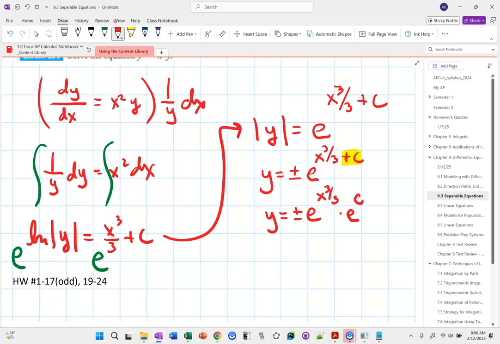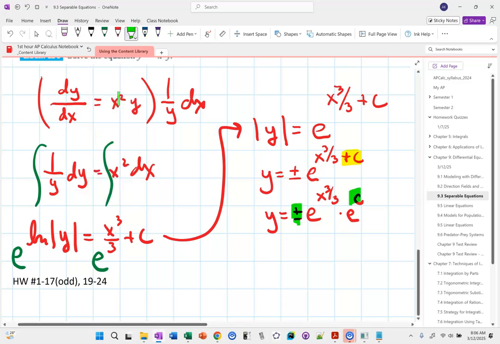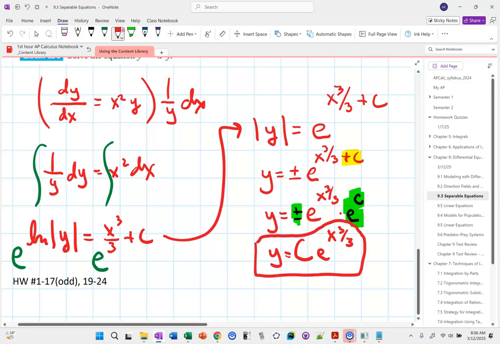Everybody's good there? And what we're going to do is collect the plus or minus and the e to the c. These are all constants, right? So I'm just going to do that. Everybody feel good? And that will be our final answer.